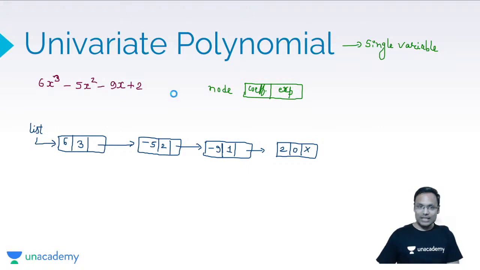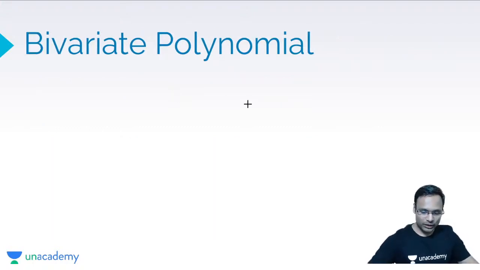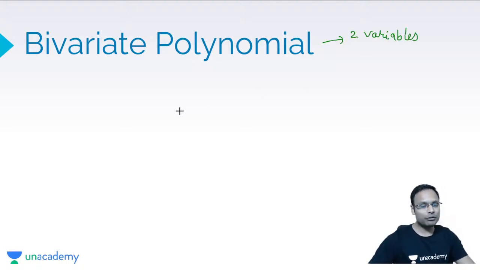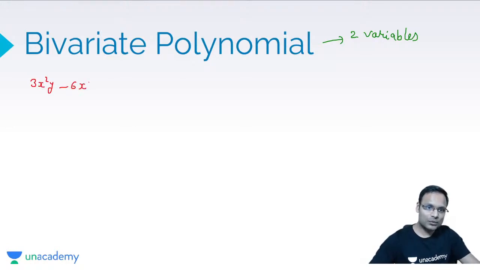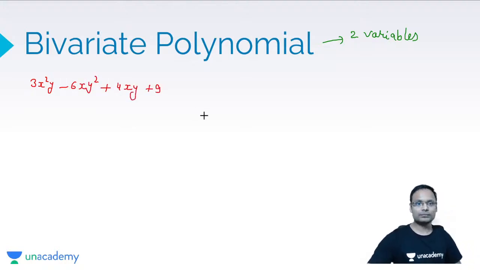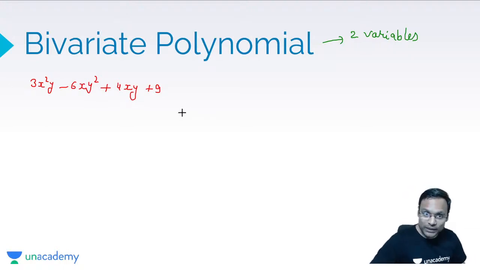Simple. Right? Let's say you are having a bivariate polynomial. If you are having a bivariate polynomial, you will be having two variables. You can have the polynomial like this: 3x square y minus 6xy square plus 4xy plus 9. How do you store this particular polynomial?